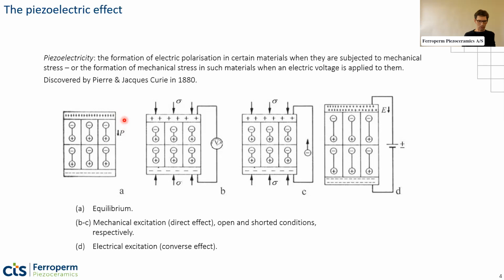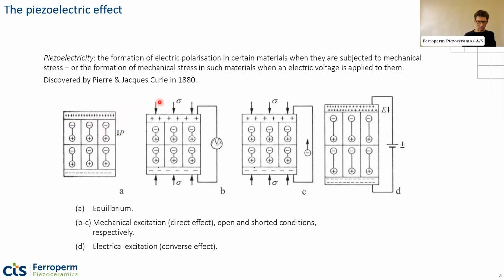And the reason for this polarization vector is the dipoles inside. You have a number of aligned dipoles, meaning a minus and a plus, a negative ion and a positive ion that are connected, and the direction of the dipole is the same as the direction of the polarization vector. That was the starting point in equilibrium.